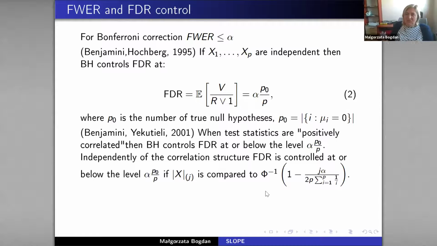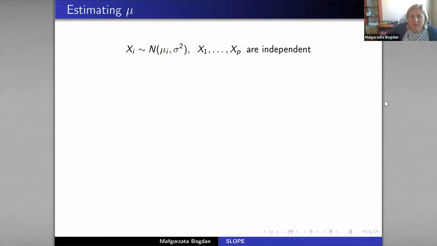Now the question is, we want to control FDR, and many people do. This is what people often do now in biological studies when they do many tests at once. But is there any other reason for which we would like to control the false discovery rate? Let me change the topic a little bit. Now we are not interested in testing. All we want to do is to estimate expected values. We want to estimate the vector mu.